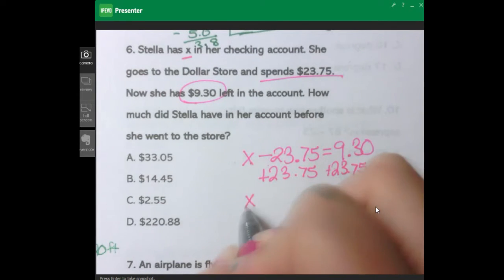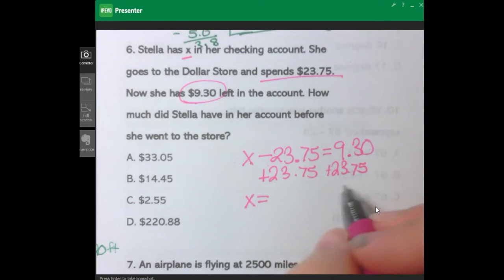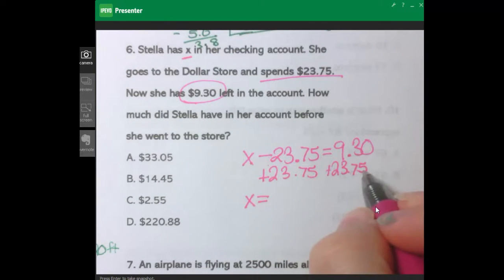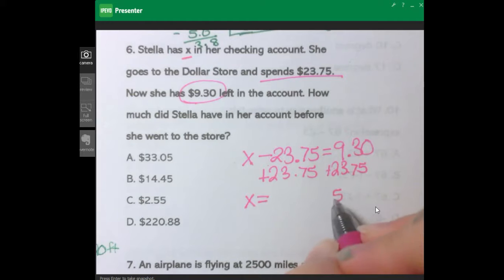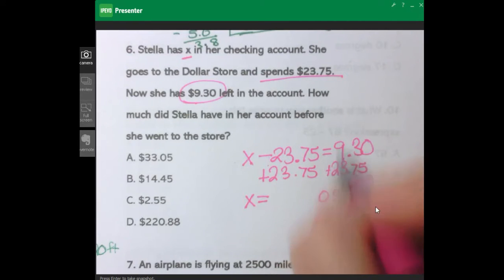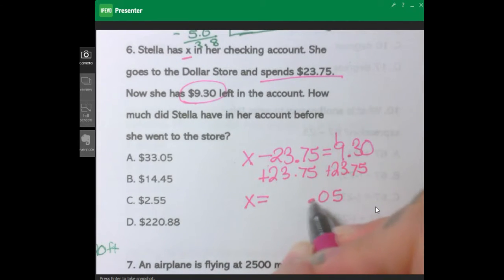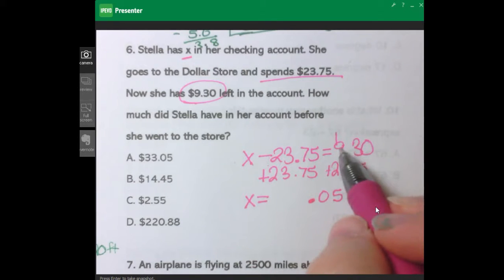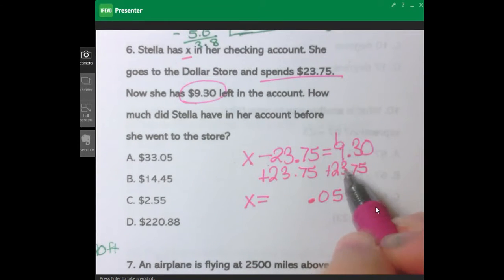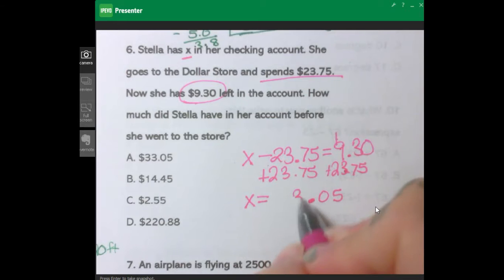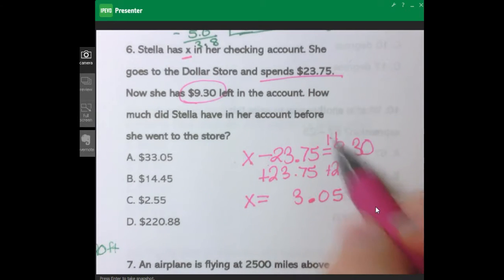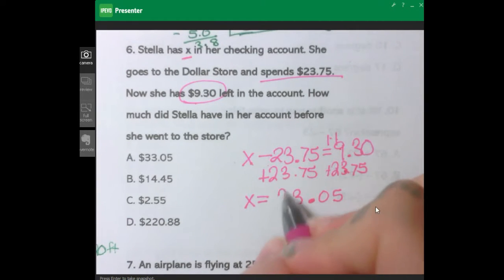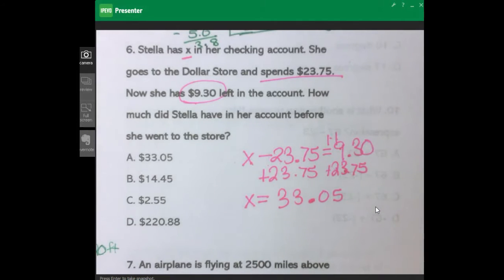So we are left with x is equal to, when I add these together, 0 plus 5 is 5. 3 plus 7 is 10. We'll carry that 1, bring down my decimal. 9 and 3 is 12, plus 1 is 13. Carry my 1. 1 and 2 is 3. So she started out with $33.05.